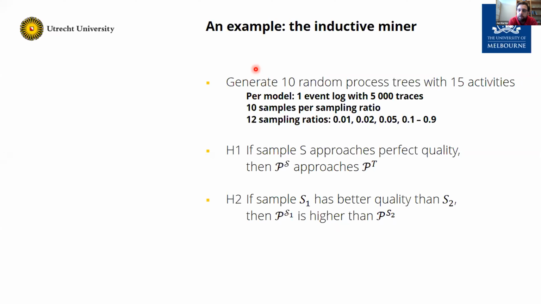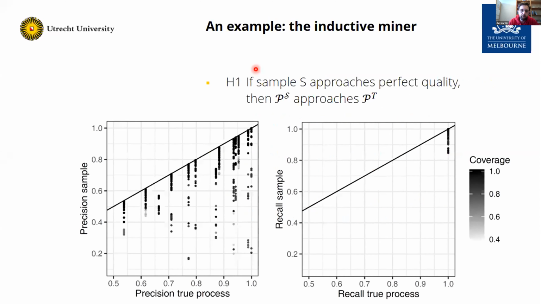So can we actually test our hypotheses? We have two hypotheses. The first one is, if the sample approaches perfect quality, does the output quality also improve? And the second one, if we have two event logs and one has a better quality than the other, is the output also better than the other? And so those were the two hypotheses that we tested. Here you see the result for precision and recall. We used Entropia by Artem and Anna to calculate precision and recall.